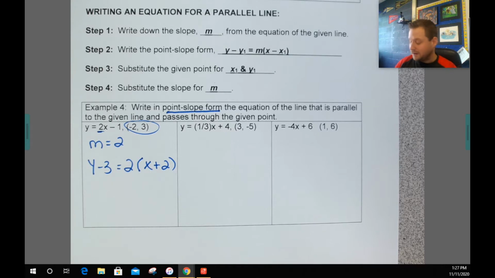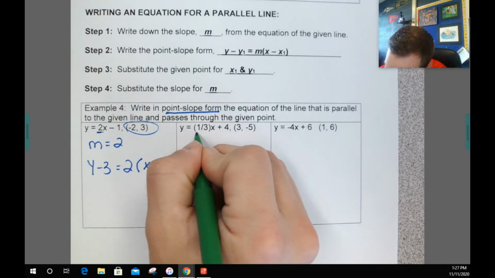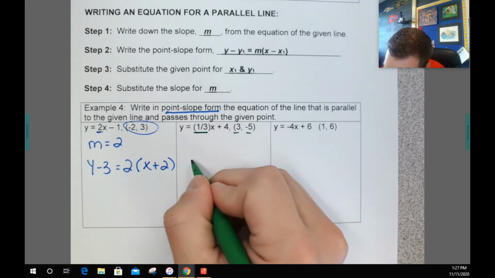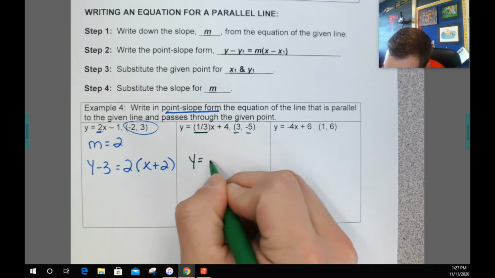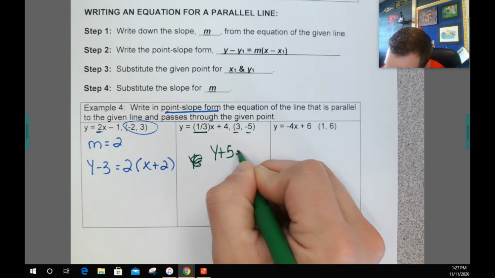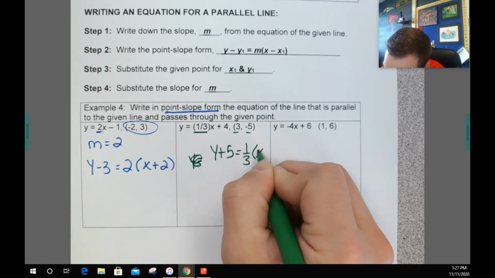Moving to the middle one. Like I said, the number one key, find your slope. So it's whatever touches the x. And then from there we have our point. So this is going to become y plus 5 equals 1/3, and then in parentheses x minus 3.